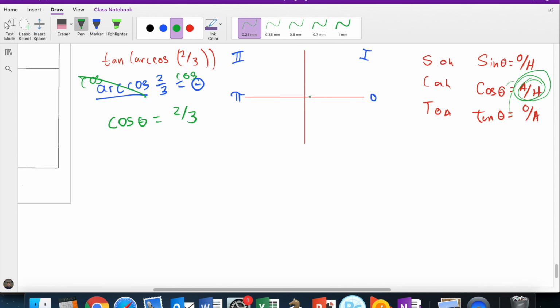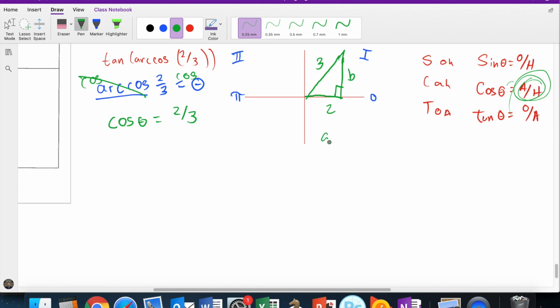A over H, which stands for adjacent over hypotenuse. So if my adjacent side has to be, well, frankly, they both have to be positive, then my adjacent is going to be 2. And then hypotenuse is going to be 3. So what we're going to be left with is a sort of trigonometric triangle, with this being 2, this being 3, and we have a missing side that I'm going to call b. How would you find the missing side of a triangle, especially a right triangle?